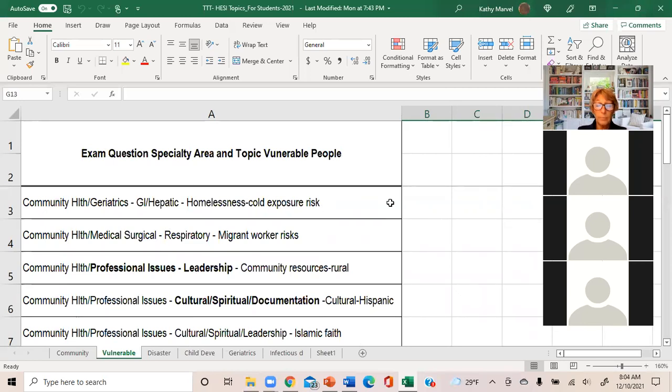Excellent. Maybe how to treat it. How to treat if they come into the clinic or the emergency room with cold exposure symptoms, how do you treat it? I'm just throwing that out there. Anybody else have any suggestions?